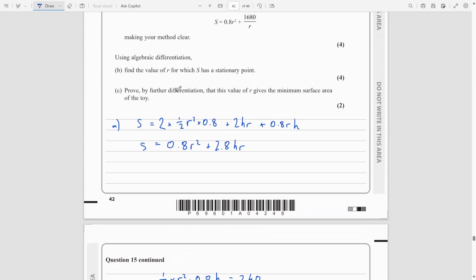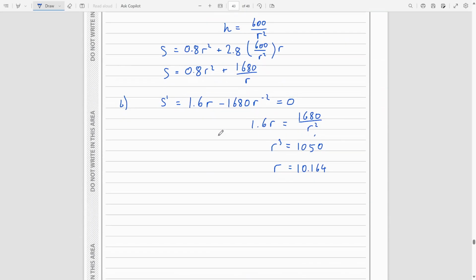Finally, prove by further differentiation that this value of r gives the minimum surface area. So how do you know when a stationary point is a minimum? Well, it's when the second derivative is positive at that point. So let's find the second derivative, S double dash. Differentiating this, I get 1.6. Differentiating this, well, 1,680 times 2 is 3,360, so it's plus 3,360r to the minus 3.